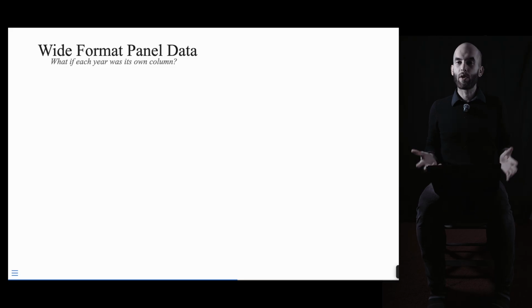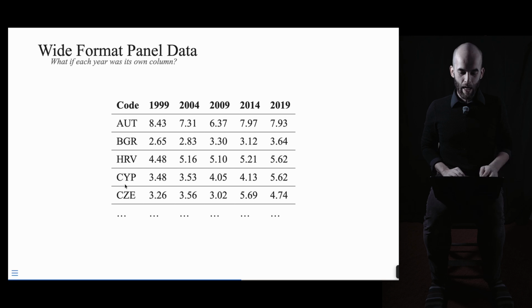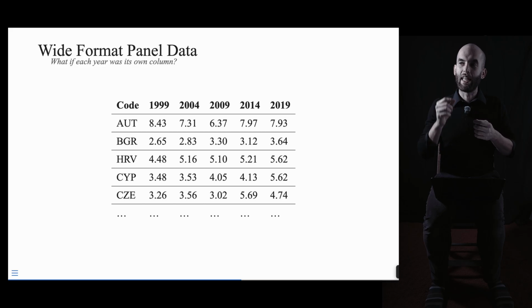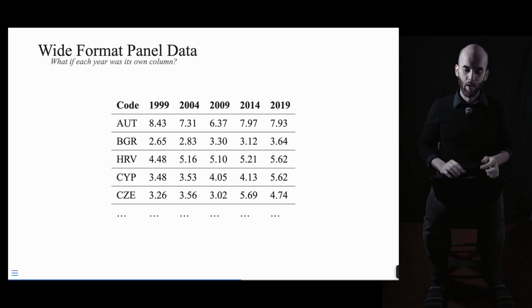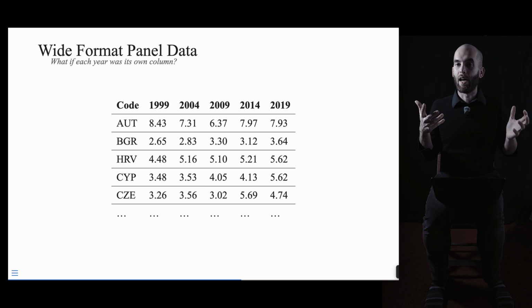So what we do with wide format panel data is actually fix this problem entirely. Instead of representing each row as a country and a year, we're representing each row as a country, and then each column is representing a year. So we have consumption in 1999 for Austria, and then we have consumption in 2004 for Austria as well. So each row is representing a country or an entity, and each column is representing a time period.